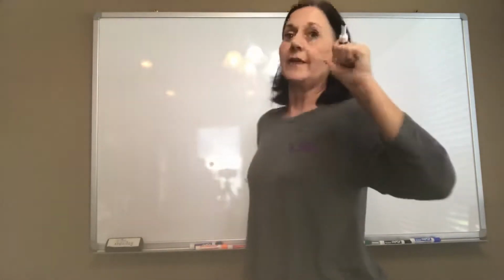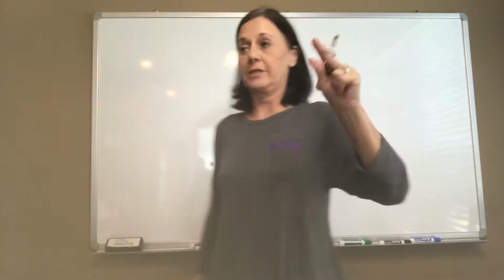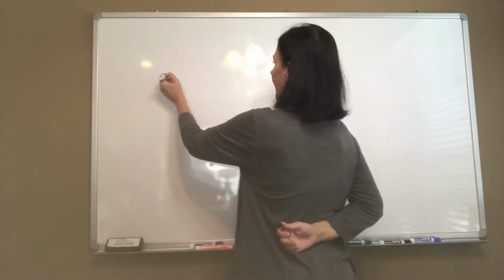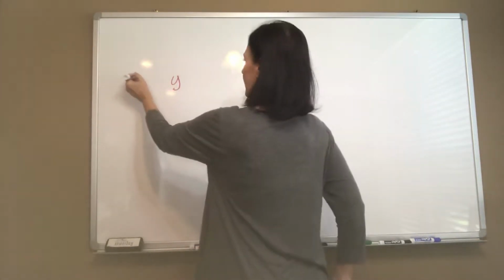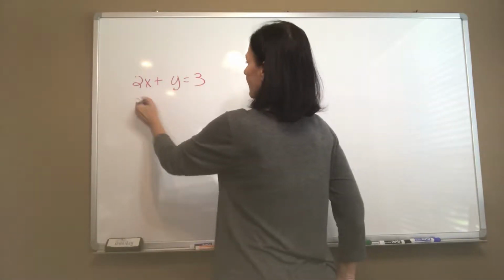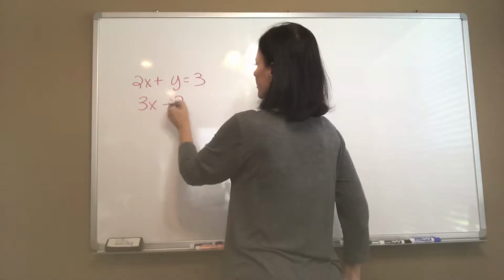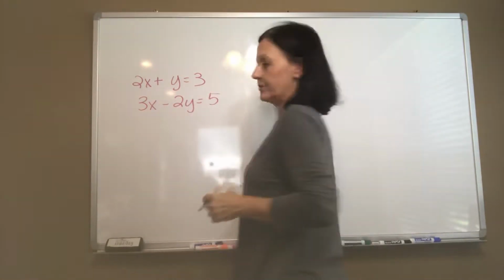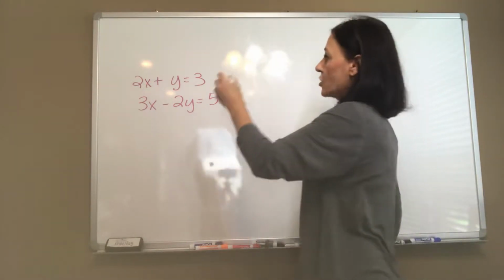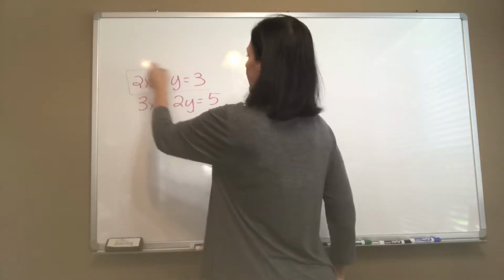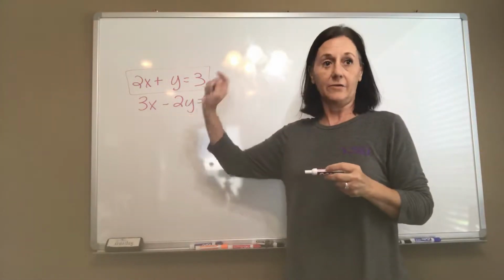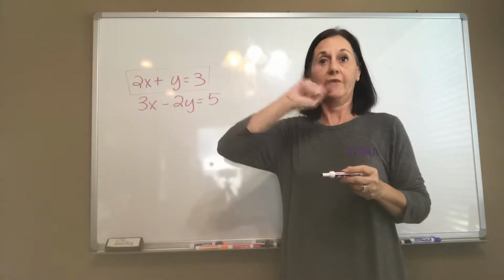So you're going to have two equations, first degree equations. They're going to be linear. They are going to look like 2x plus y equals 3, and maybe 3x minus 2y equals 5. You're going to have two equations. You're going to solve for one of the variables in one of them and plug that into the other equation to solve for that variable.